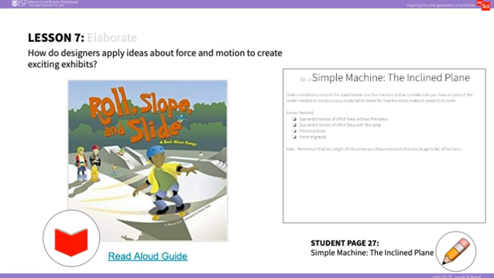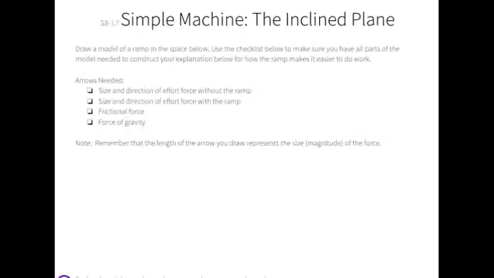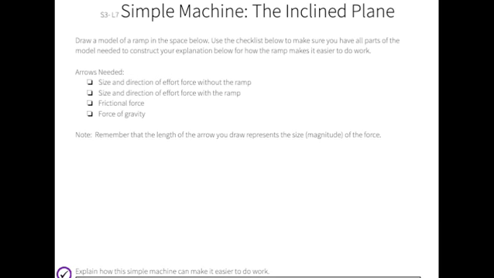In the Elaborate portion of this lesson, you'll read the book Roll, Slope, and Slide. Use the Read Aloud guide in your teacher pages to focus your conversation on how ramps reduce the amount of force needed to move an object. Once students are finished reading the book, they're going to draw a model of a ramp that occurs in their everyday life. In this model, they'll draw a force diagram to show how the direction of the force changes with the ramp and how the actual amount of force they use lessens with a ramp.